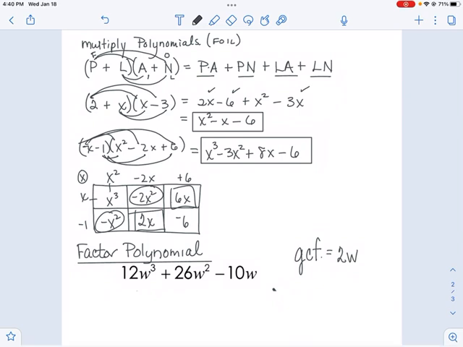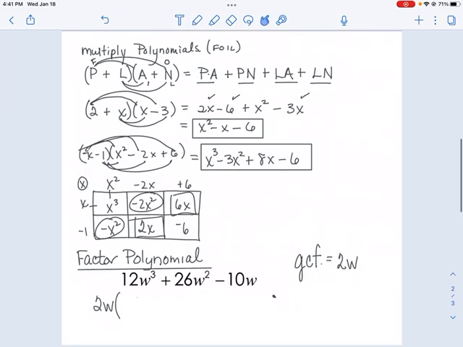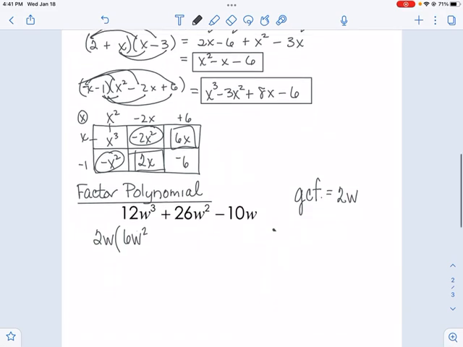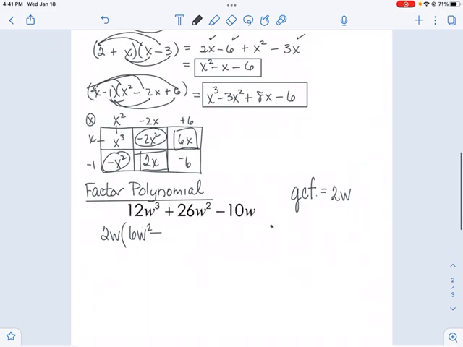Say 2W times what gives you the first term, 12W cubed. In that case, 2 times 6 is 12, so it's going to be a 6, and a W times a W squared will give you 12W cubed. 2 times 13 will give you 26, and then W times W will give you W squared. Minus, then 2 times 5 will give you 10, and we already have the W factored out. Okay, so it's like that.